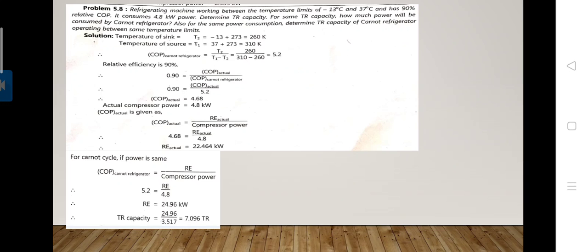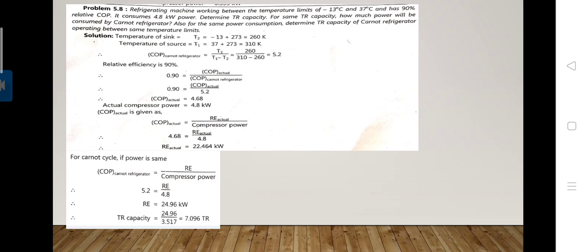By using this 0.90 relative efficiency, we use the formula relative efficiency is equal to COP actual divided by COP of Carnot refrigerator, and from that formula we can calculate the COP actual. So we use 0.90 as the relative efficiency, and the COP of refrigerator we just calculated as 5.2. So COP actual is equal to 4.68. Okay, that is the actual compressor power. It is given in the problem that it consumes 4.8 kilowatt power, that is the actual compressor power.